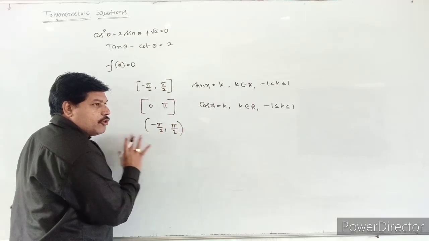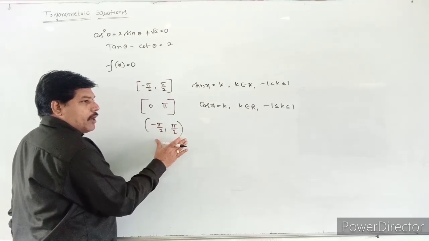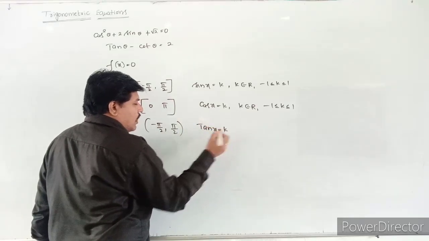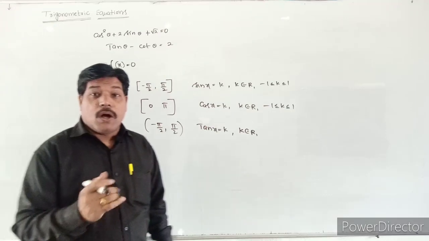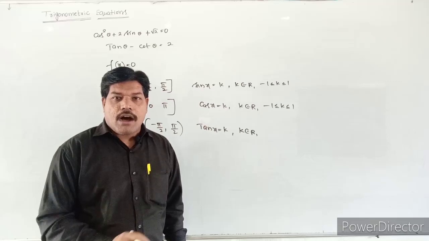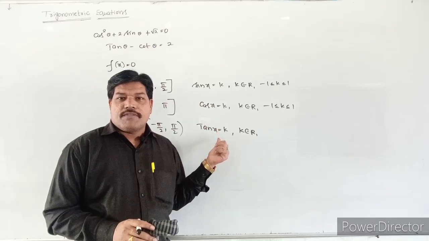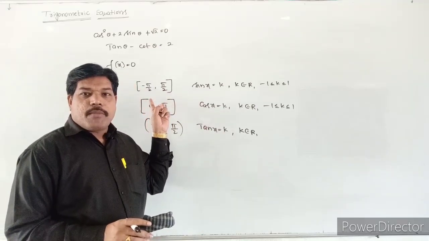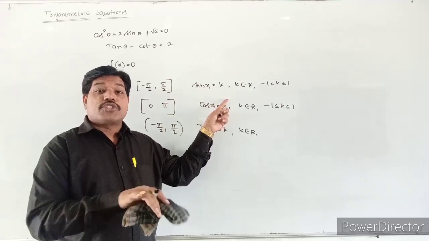Similarly, for tan, in the open interval (-pi/2, pi/2), there exists a unique value of x that satisfies the trigonometric equation tan x = k, where k belongs to R. Then that value of x is called the principal solution of the trigonometric equation tan x = k. Are you understanding that? So that x value lies between -pi/2 and pi/2 and satisfies this equation.